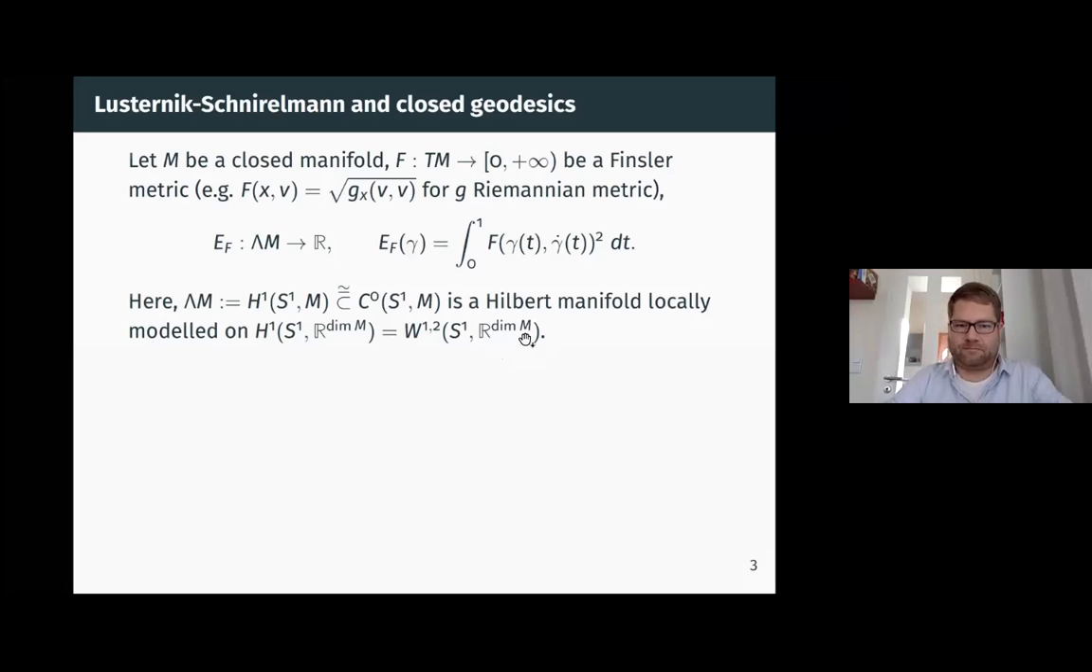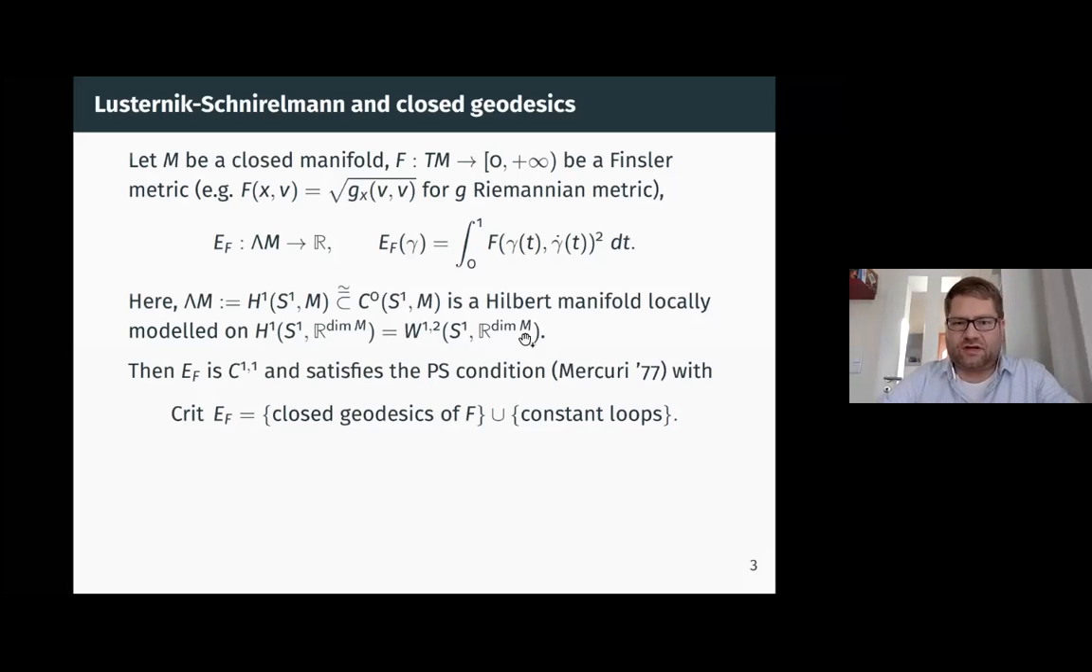So, okay. It turns out that this energy functional is really nice in the sense that it has the property C^{1,1}, so it has the right differential regularity properties, and it satisfies the Palais-Smale condition. In the Finsler case, this was shown in '77 by Mercuri. And the interesting thing is now that the critical points of this functional are the closed geodesics of F and the constant loops. If you don't know what a closed geodesic of a Finsler metric is, you can take this as the definition: a non-constant loop, which is a critical point of this function.